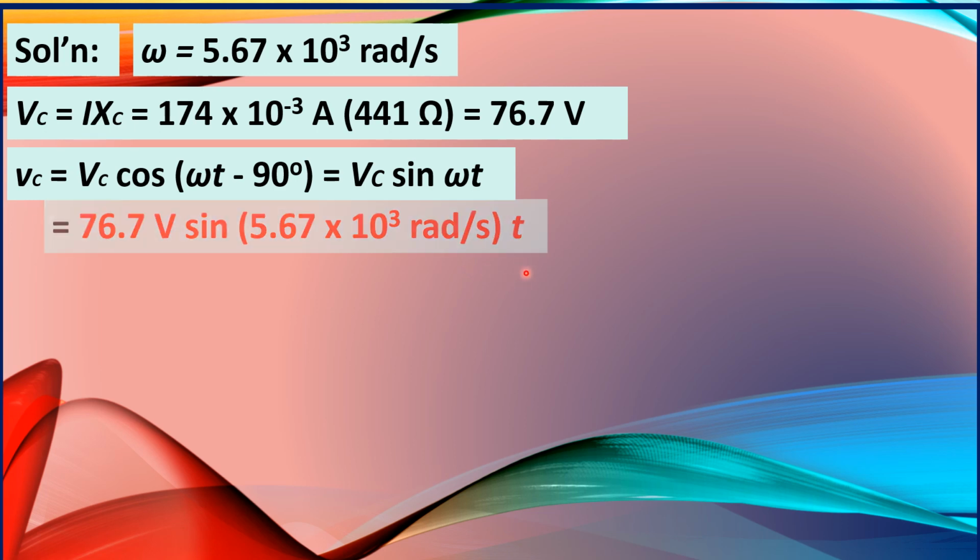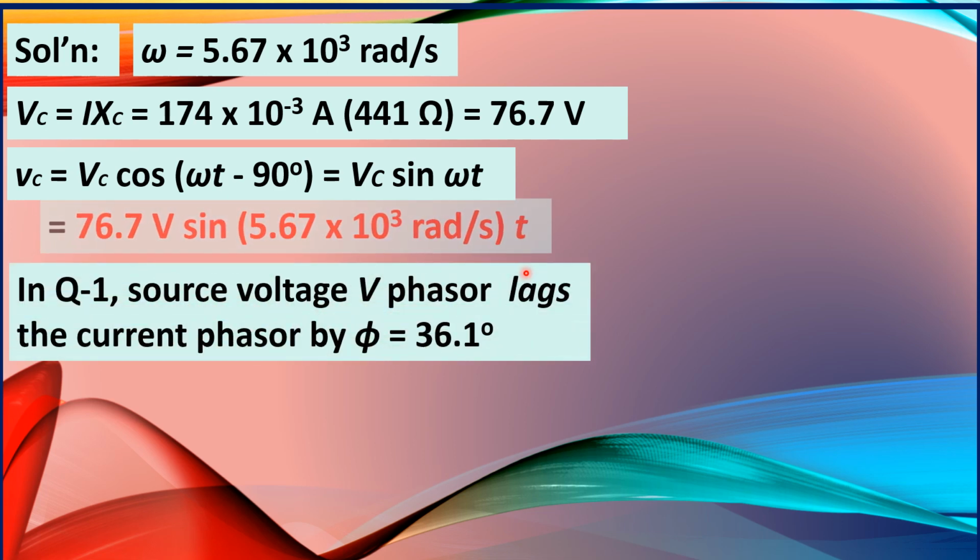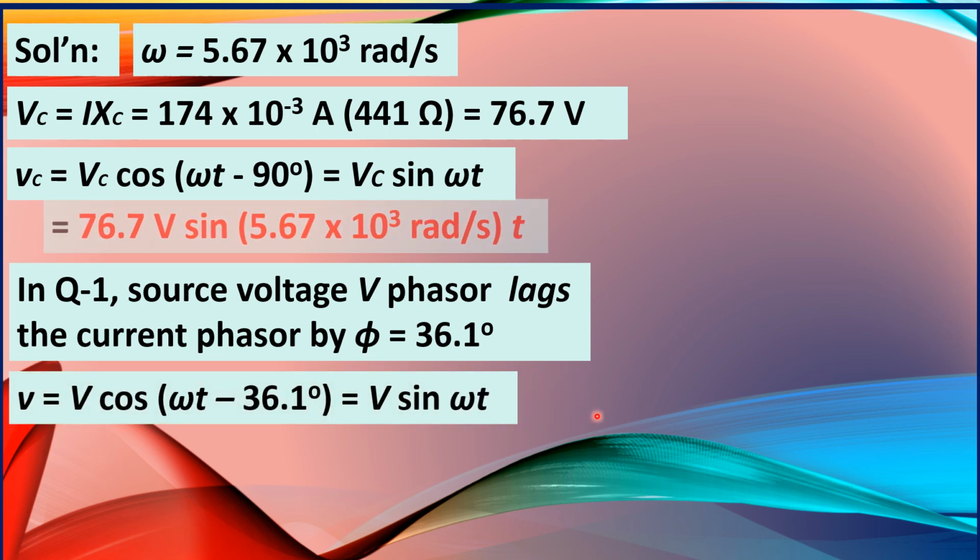It was noted in question number 1 that the source voltage phasor, capital V, lags the current phasor by an angle phi equals 36.1 degrees. So, to express the instantaneous voltage across the source, small letter v, is just equal to capital V cosine of the angle omega t minus 36.1 degrees, which when converted to the sine function is equal to capital V sine omega t.